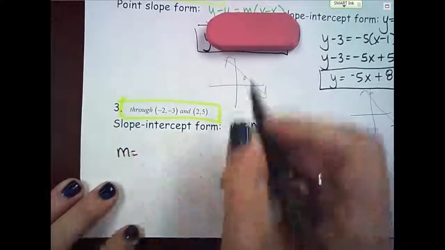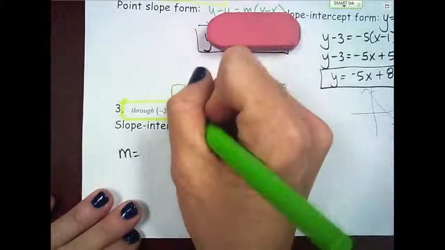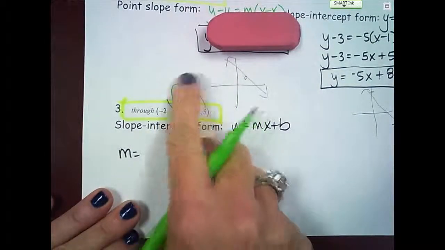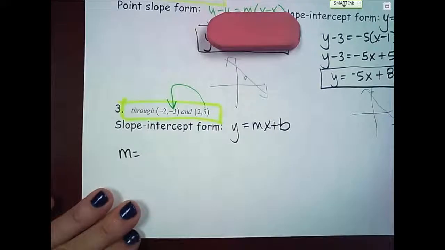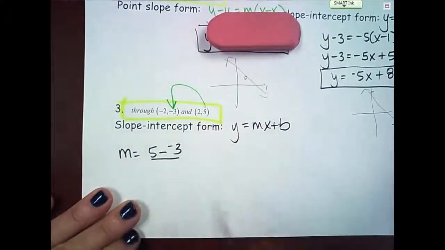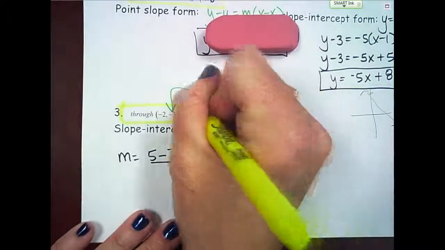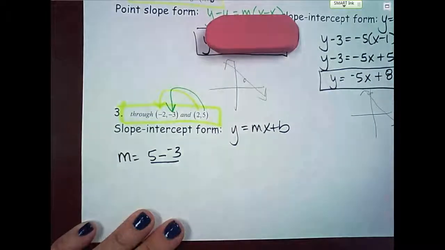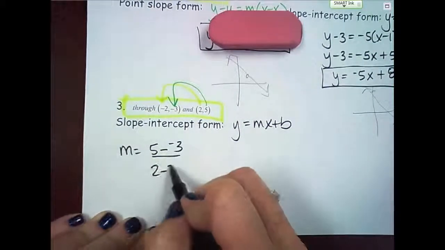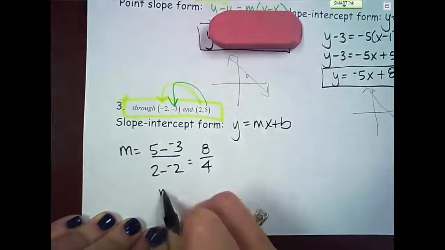M equals, remember, y's go first. I like to draw a little arrow, y2 minus y1, isn't that what the formula said? So 5 minus a -3, watch your signs. And then the x's, x2 minus x1, so it's 2 minus a -2. Which gives you 8/4, so the slope is 2.